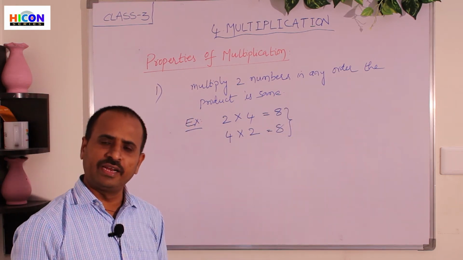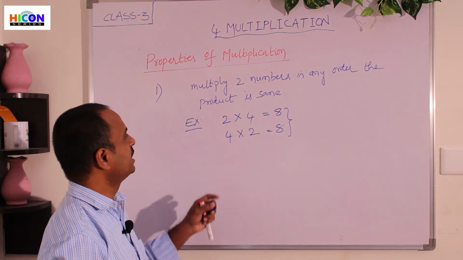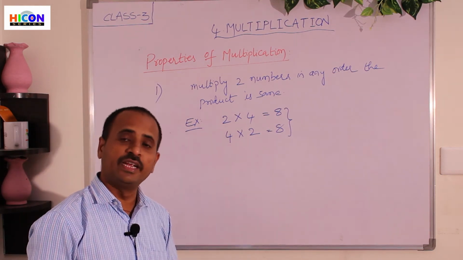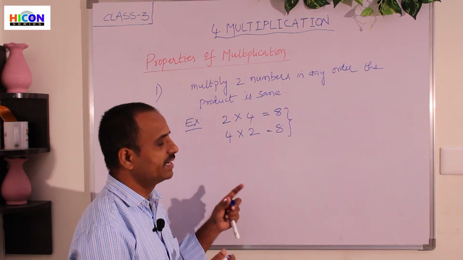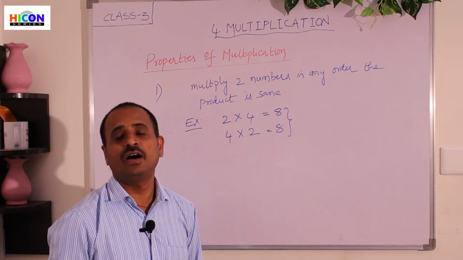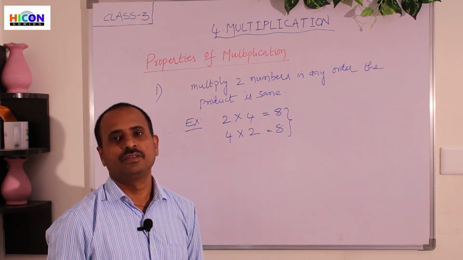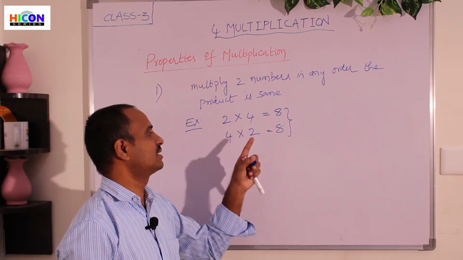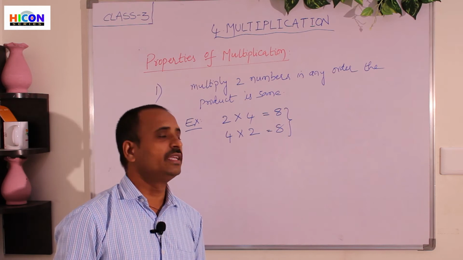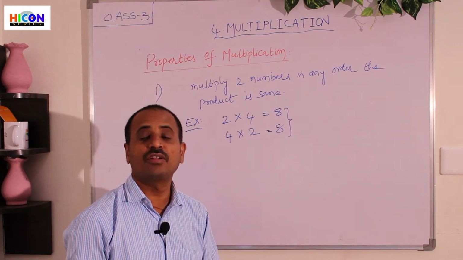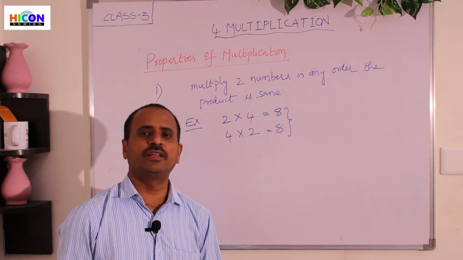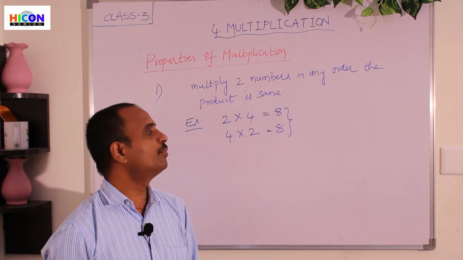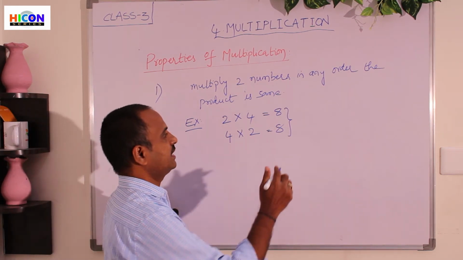So if you take any two numbers and multiply those two numbers in any order, you will get the same product. Here the order of multiplication does not matter. In any order, if you multiply, you will get the same product. So see the next, second example.